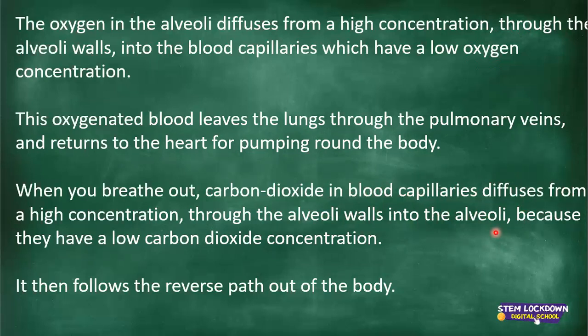So it's a process of diffusion once again, a movement from a high concentration to a low concentration, down a concentration gradient. Then as it moves there, it follows the reverse path out of the body. Remember, the same way it came in, now what's going out is the carbon dioxide. What came in was the oxygen. So from the alveoli, through the bronchioles, then the bronchi, then the trachea, then out through the mouth or the nose. That's the process in reverse.